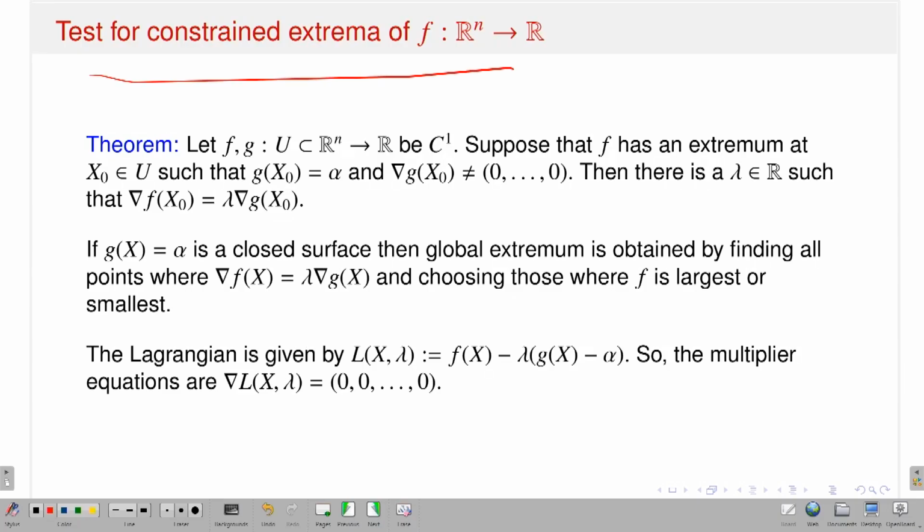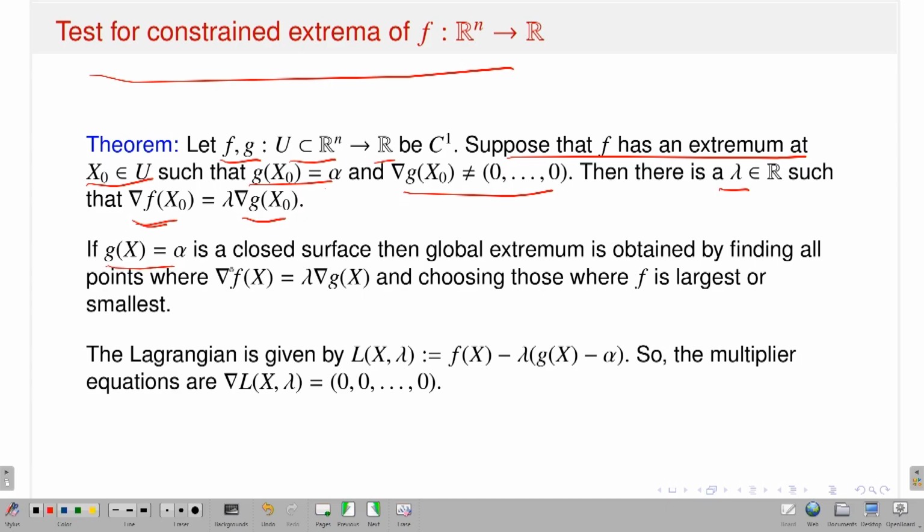Earlier I had a statement from R2, now you have R into R. What does it say? Let f and g be functions on u, a subset of R, into R, which are C1, that is, once continuously differentiable, meaning the derivative exists and the derivative is continuous. Suppose f has an extremum at the point x naught in u, and g of x naught is alpha, the same statement as I did for R2 to R. Suppose gradient of g at the point x naught is non-zero, then there exists a lambda such that the gradient vector of f at x naught is parallel to the gradient vector of g at x naught. That means gradient of f at x naught is lambda times gradient of g at x naught.